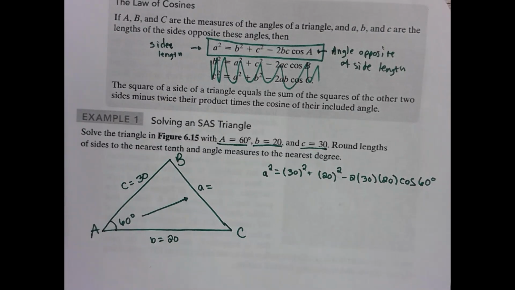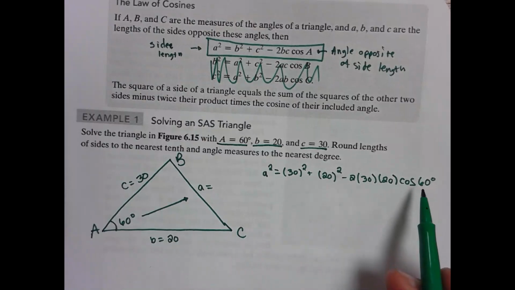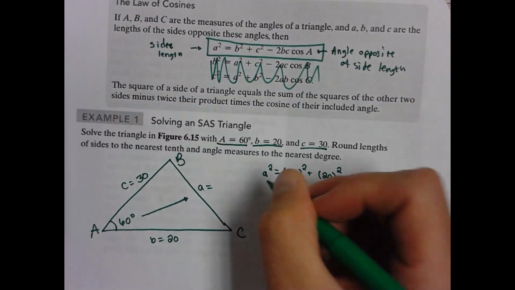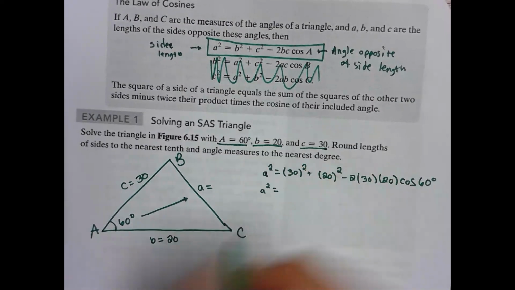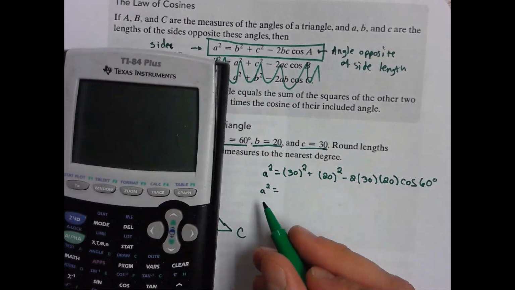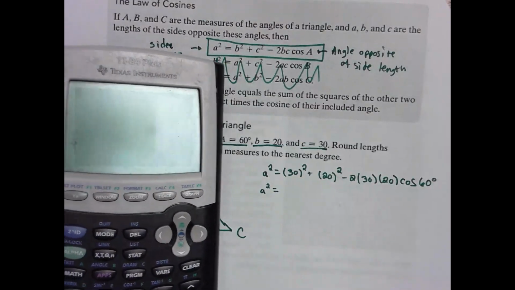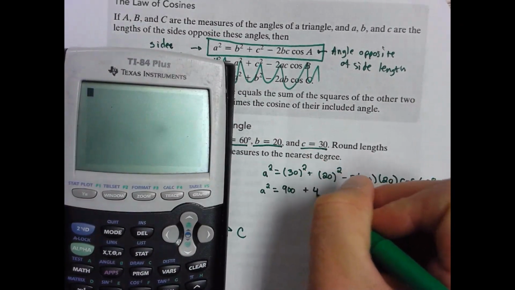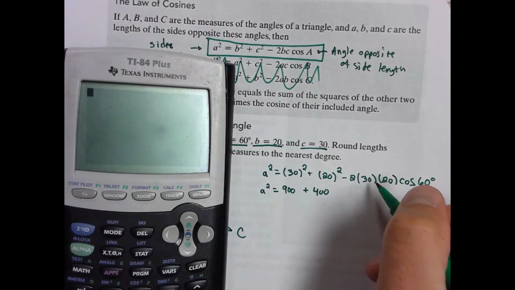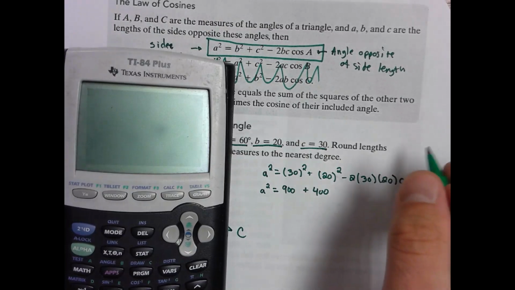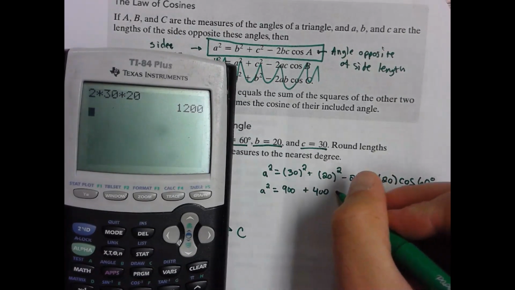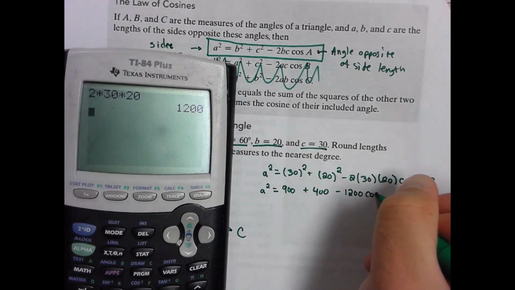From here, it's basically just calculator work. You absolutely could just plug this in all in one go and take the square root of that. That'd be short, but that's a lot to type in. So I'm going to actually do a couple things leading up to that, and then ultimately come up with this value of A in a second. So I'm going to first figure out 30 squared. It's 900. 20 squared is 400. 2 times 30 is 60 times 20. I think that's 1,200. Let's check that one. So minus 1,200 cosine of 60.